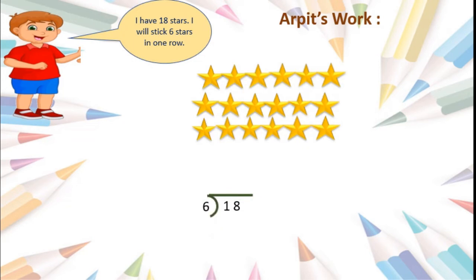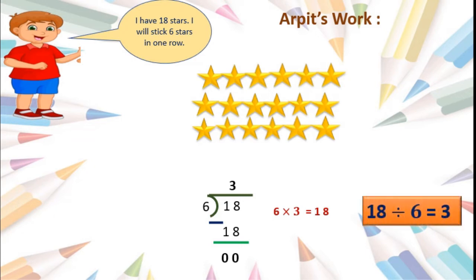18 divided by 6 we will do because 6 stars are there in one row. Now we will recite the 6 times table. 6 ones are 6, 6 twos are 12, 6 threes are 18. Correct? So 6 threes are 18. We will write here. When we subtract 18 from 18, we get 0. Isn't it? So how many rows he got? 18 divided by 6 is equal to 3. So I got 3 rows. Right, Arpit? Isn't it?